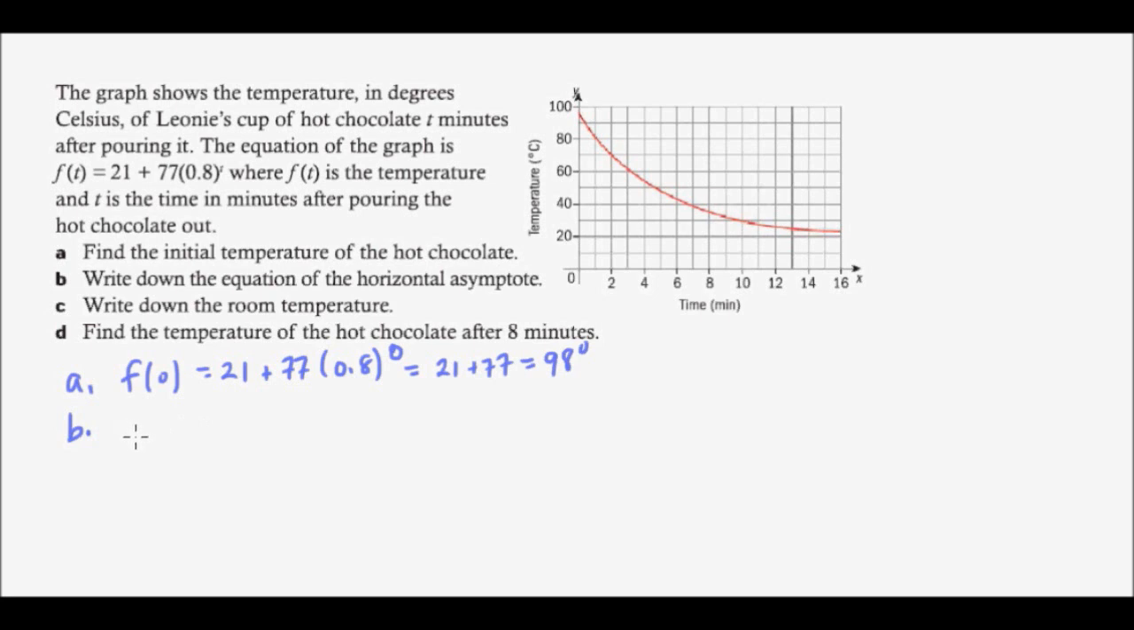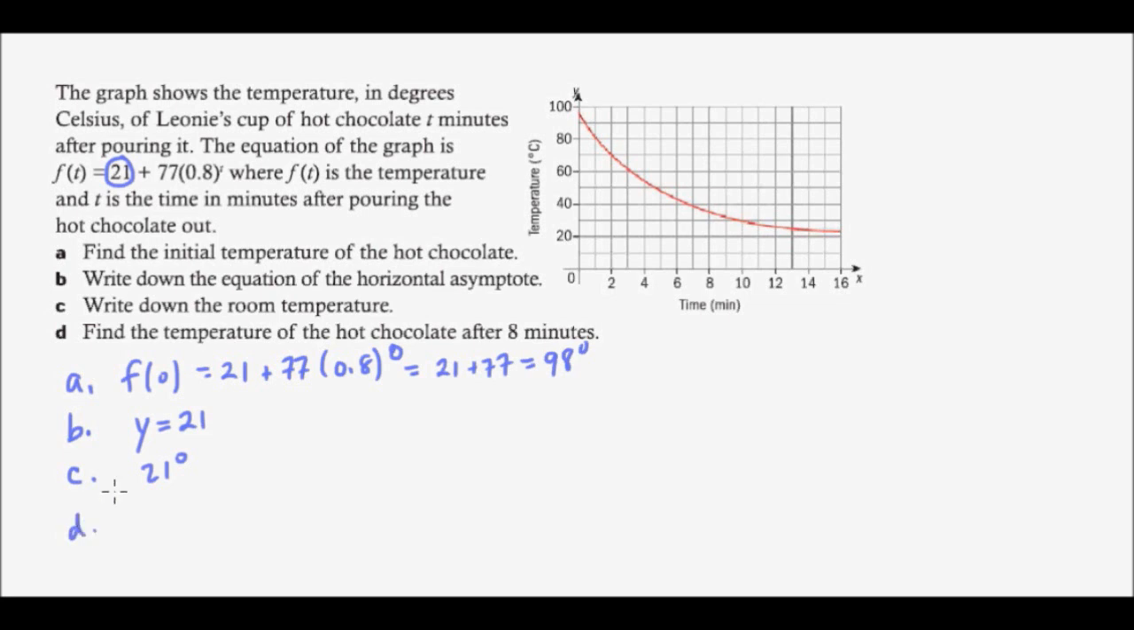Write down the equation of the horizontal asymptote. The horizontal asymptote is always the number that's after the exponent, or before it. In this case it's 21. They want the equation, and if it's a horizontal line, it's going to be y equals, so y = 21 here. As for c, write down the room temperature. The room temperature is just going to be the horizontal asymptote, which is 21 degrees.